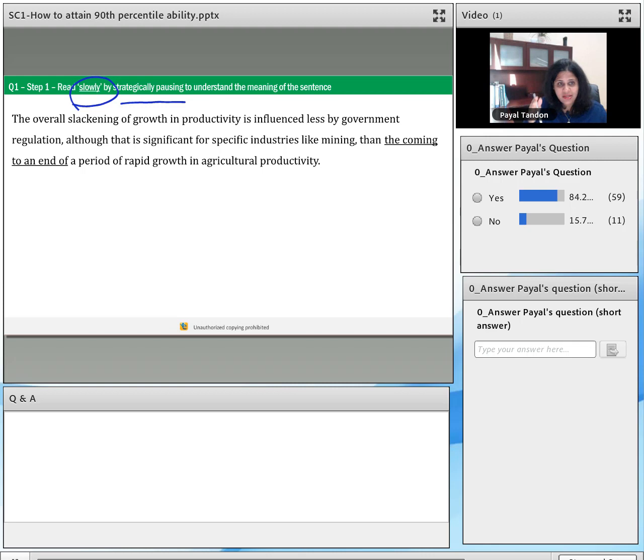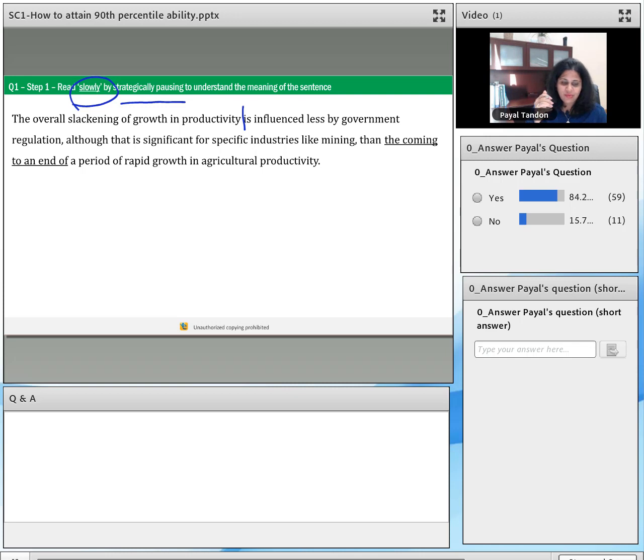When you're reading the sentence, your goal is to understand what the author wants to tell you. Okay, so now let's apply that here. Overall slackening of growth in productivity. So here I've read a bunch of words, right? So I want to just understand, what does that mean? Overall slackening of growth in productivity.